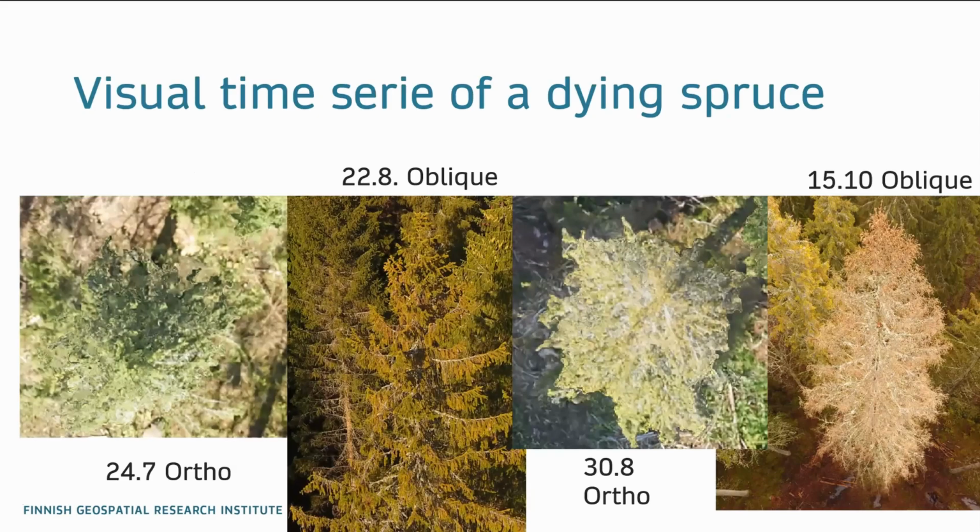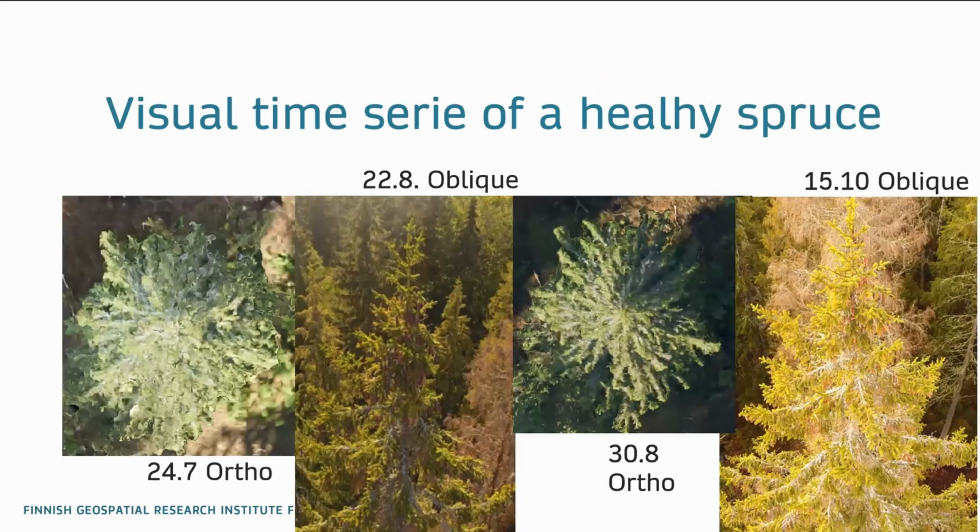And here is some visual time series of a dying spruce. In the beginning of our time series collection, at the end of July, it was still looking very healthy, and then after 1 month it was still looking quite healthy, but then after 1 week it started to get a little bit more yellow, and in the end of the data collection it was totally dead already. Here, as a reference, is another tree that was healthy, how it was looking in the same conditions, so it was not dying at all.